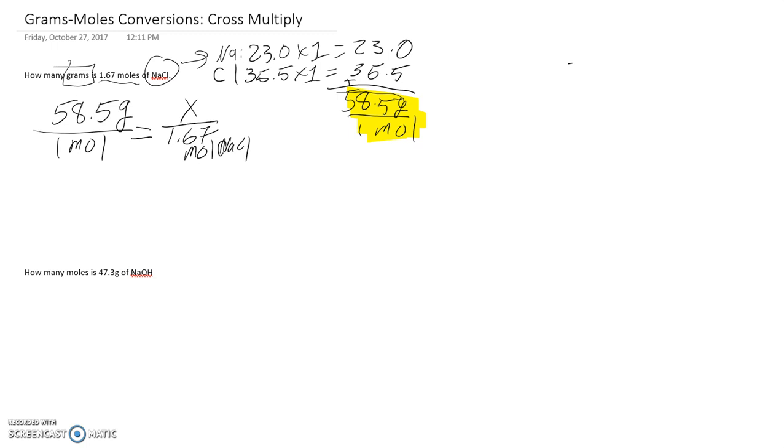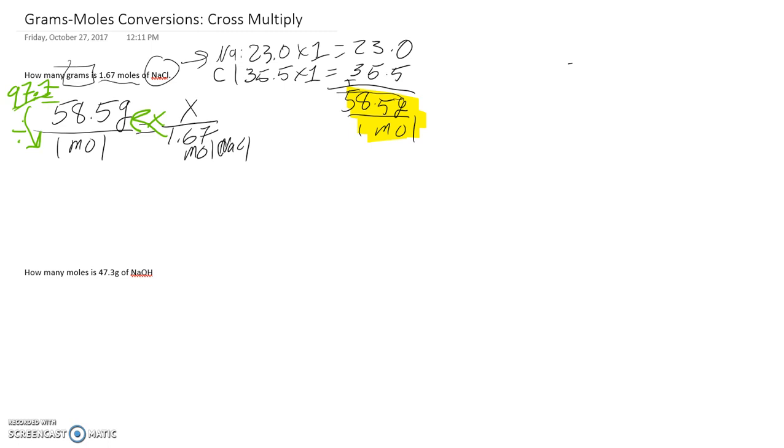Now, there are many ways to do this. One way is to set these two equal to these two. That's definitely one way to do that. However, I do this in a little bit of a different way. Instead, I look at this like I have to multiply these two. So 1.67 times 58.5, which gives me 97.7 grams times moles.